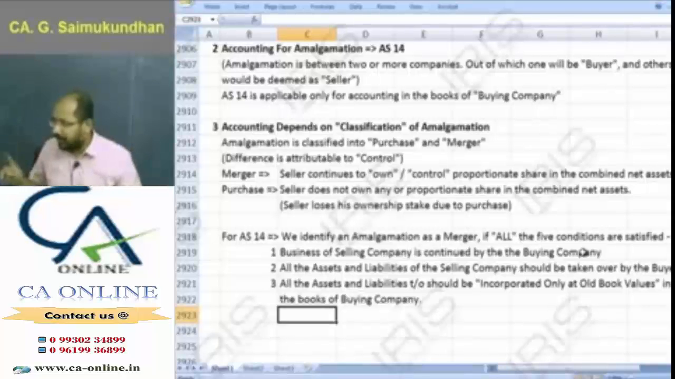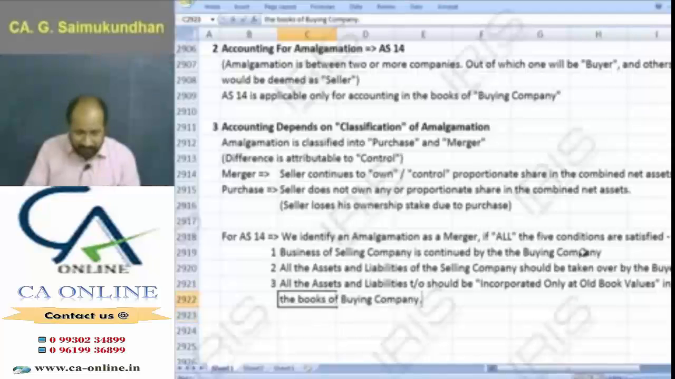Clear, guys? Everybody here will be taking over assets and liabilities at what value? The same value as it was appearing in the books of your selling company. There is an exception. I'll come down to the exception separately. Right? Keep this idea in mind.